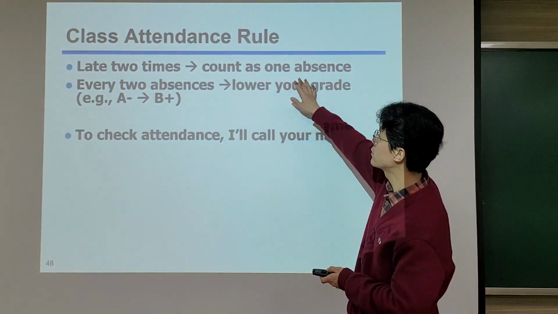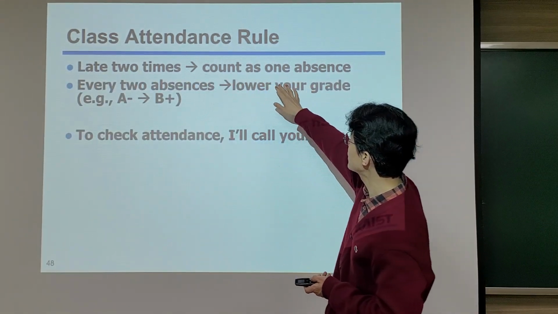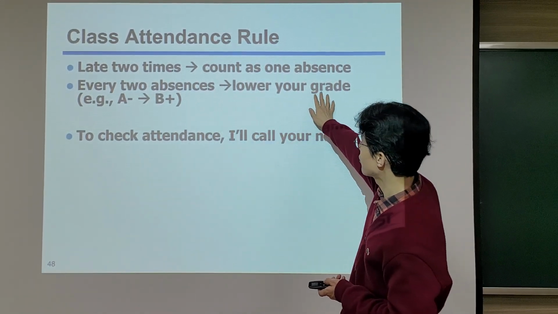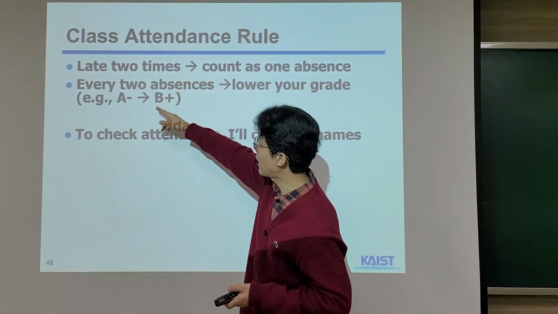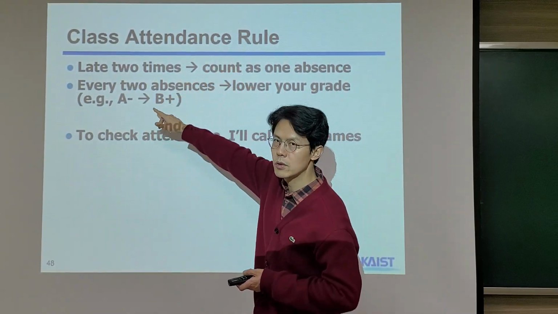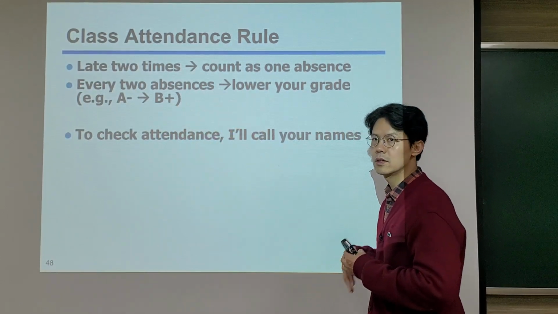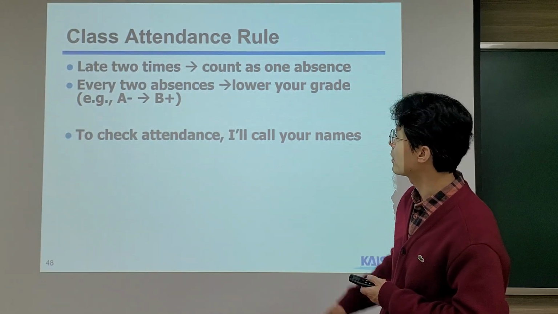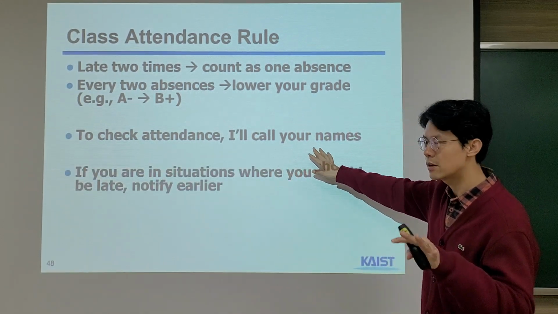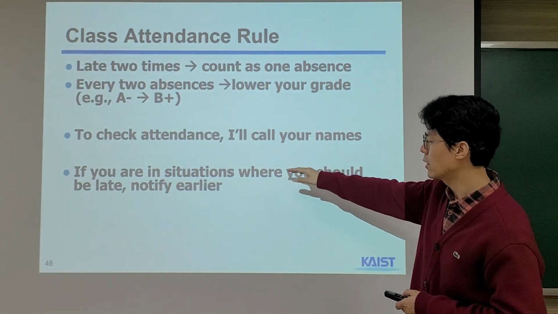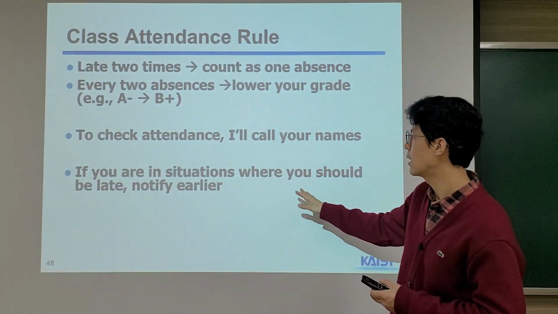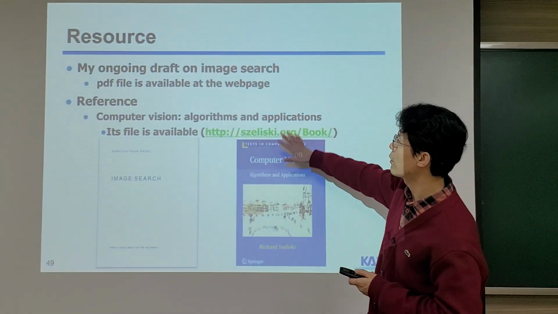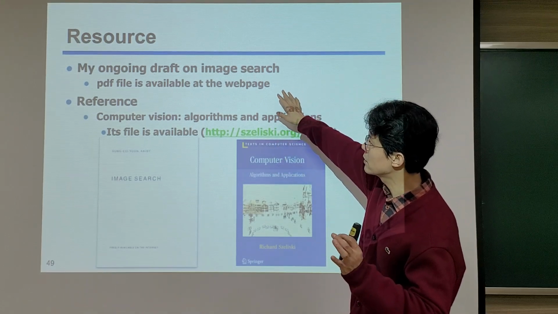This is the class attendance rule. If you are late two times, I will count it as one absence. For every two absences, I will lower your grade. For example, if you got an A minus and you are absent two times, I have to lower it to B plus. But I wish that you don't get this downgrade. I will check your attendance in class, and if you cannot attend or will be late, notify me earlier.